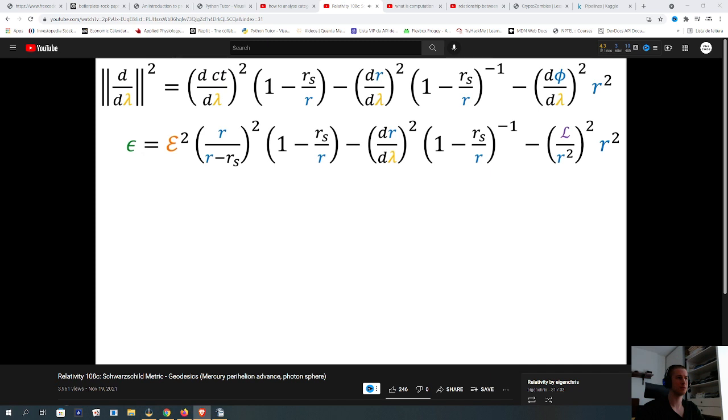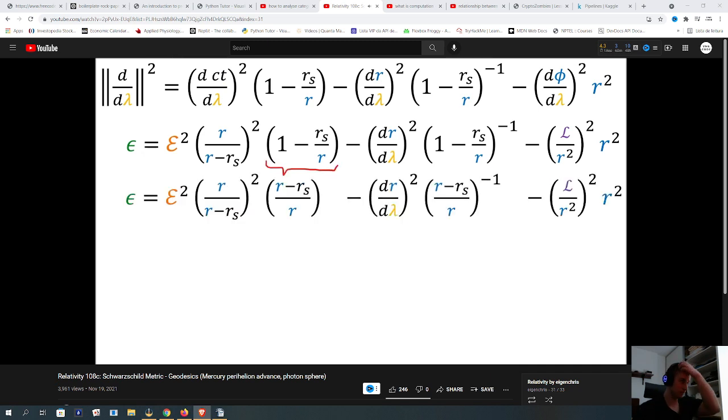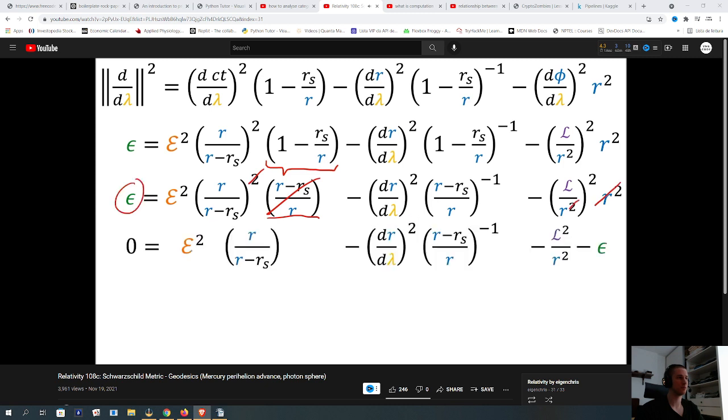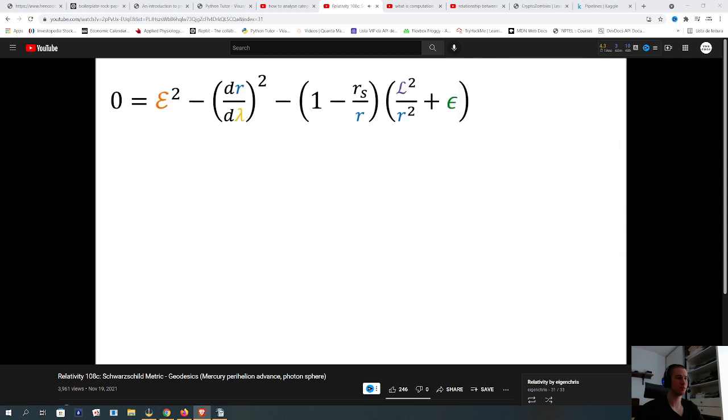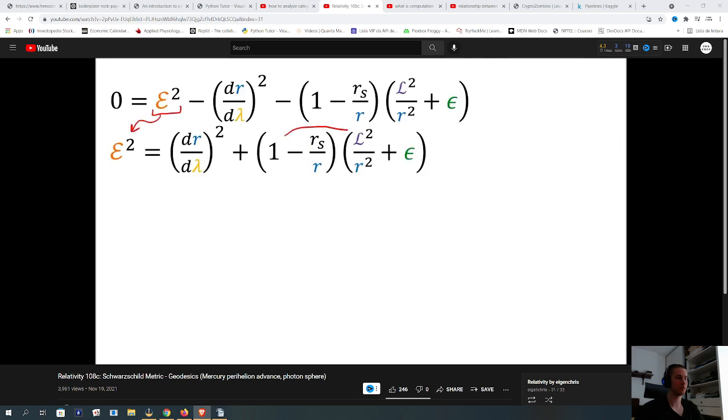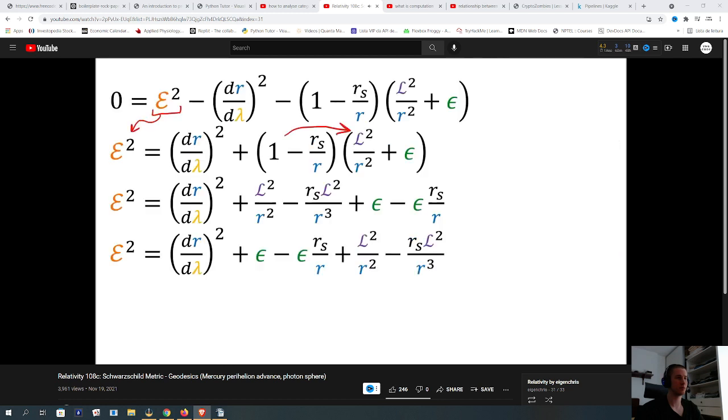We can then rewrite 1 minus rs over r as r minus rs all over r, and do some canceling and bring epsilon to the right-hand side. Then we can multiply all terms by r minus rs over r, leading to cancellations here and here. And we can again rewrite this as 1 minus rs over r. If we bring curly E to the other side of the equation and distribute, we find we get an equation that kind of looks like a total energy equation, involving a derivative of r for the kinetic energy and an effective potential term that only depends on r.